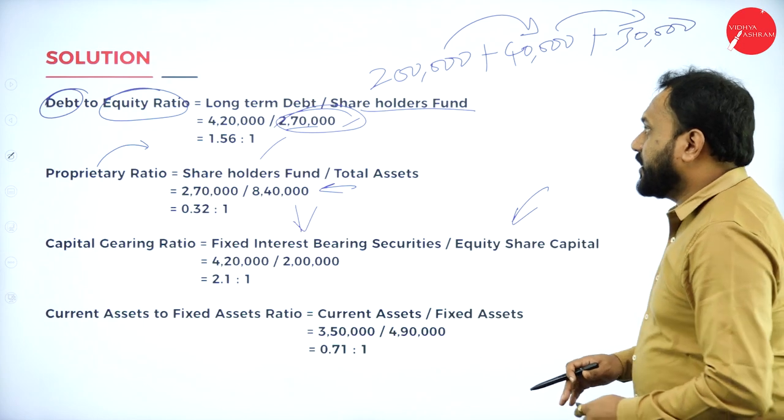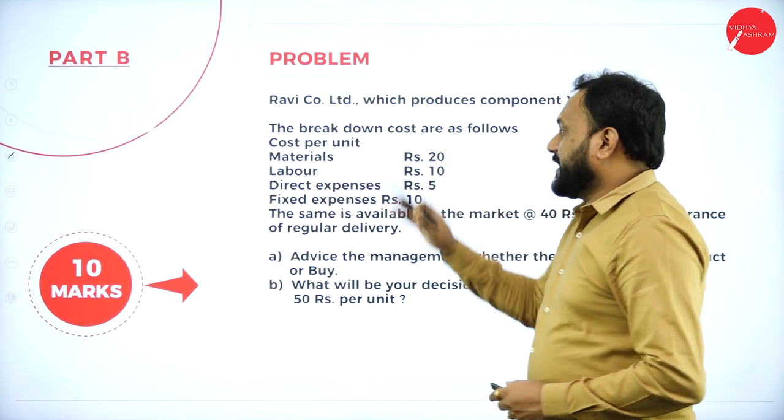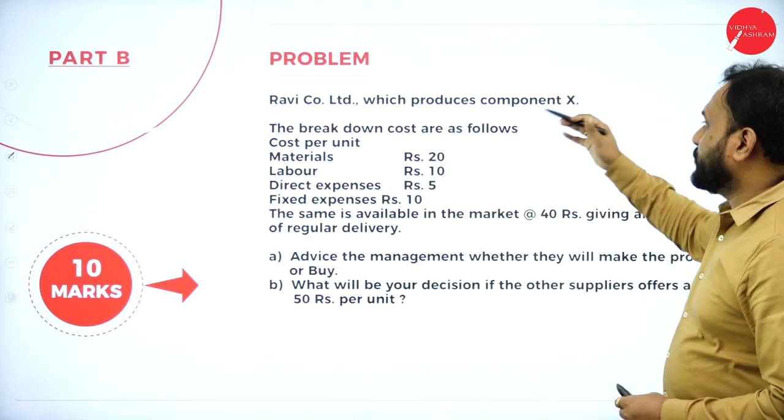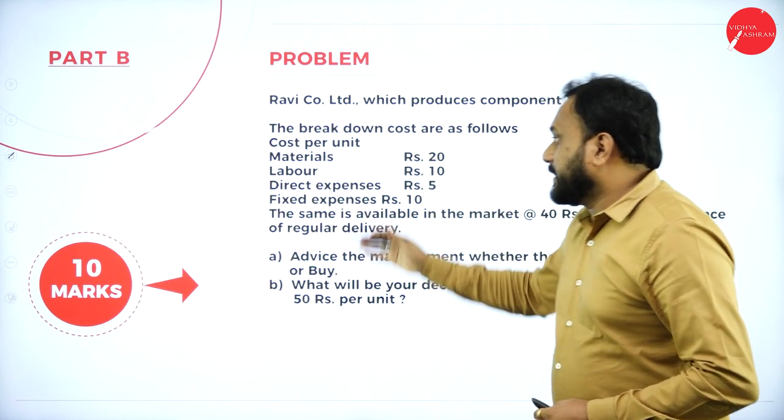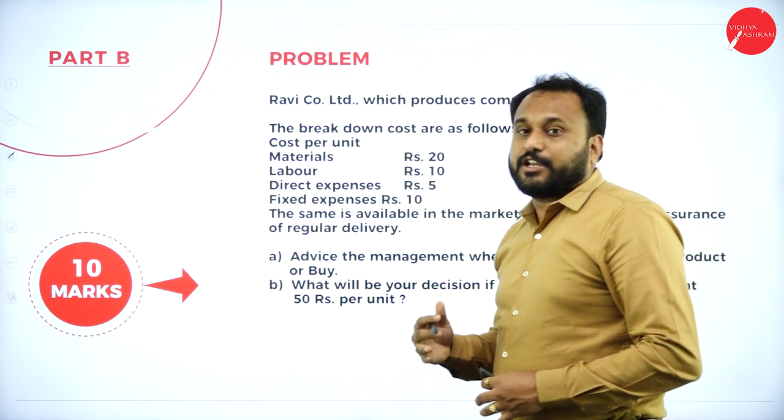Next one we have here is part B. Next question: Ravi Company Limited, which produces component X, the breakdown. The minute the breakdown cost somewhere, you get it.